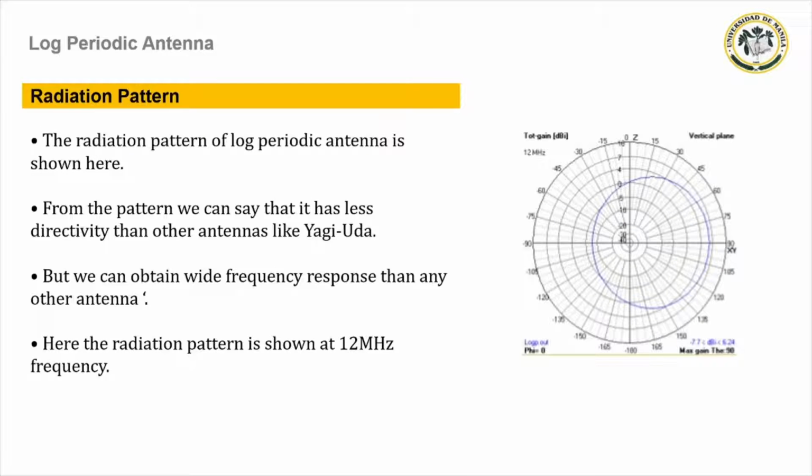The radiation pattern of the log periodic antenna is shown here. From the pattern, we can say that it has less directivity than other antennas like the Yagi-Uda, but we can obtain a wider frequency response than any other antenna. Here, the radiation pattern is shown at 12 MHz frequency.